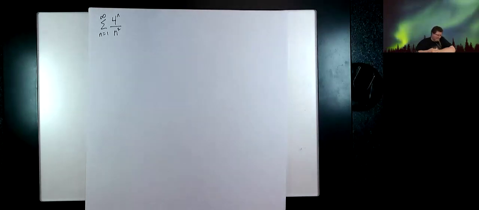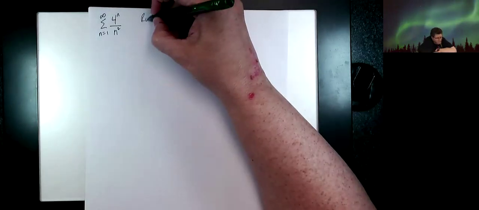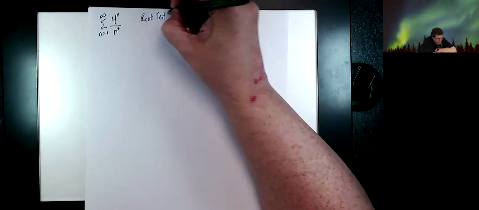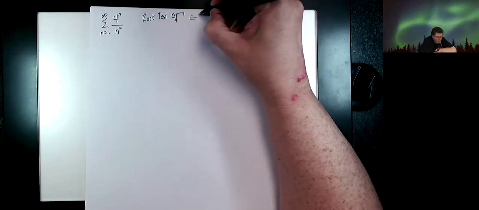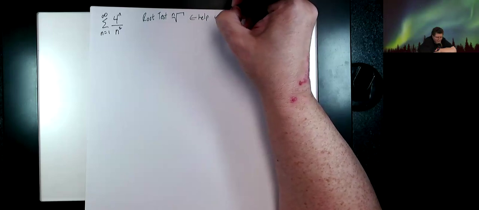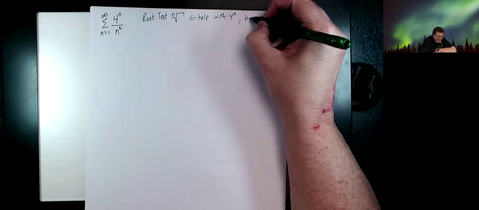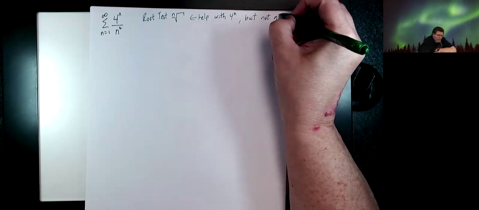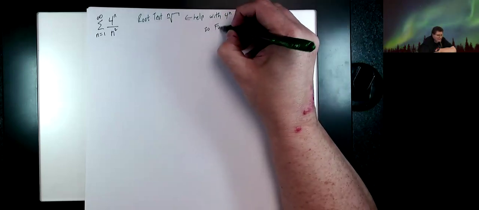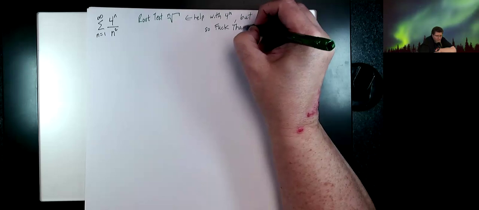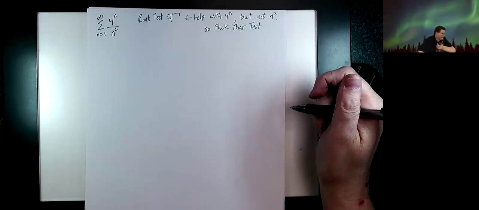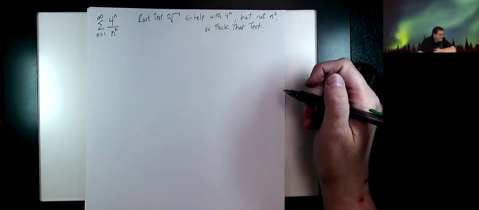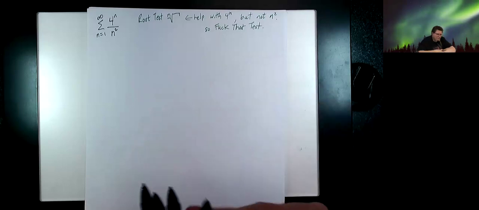So if I do a root test here, I'm taking the nth root. This will help with 4 to the n, but not n squared. The nth root of n squared, what do we do with that? That's not helpful. So let's give the ratio test a try.